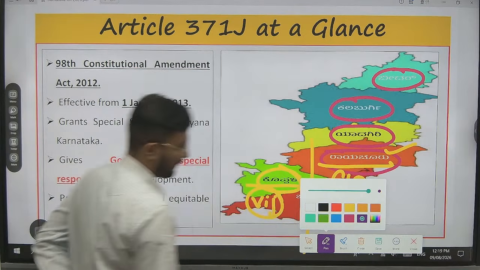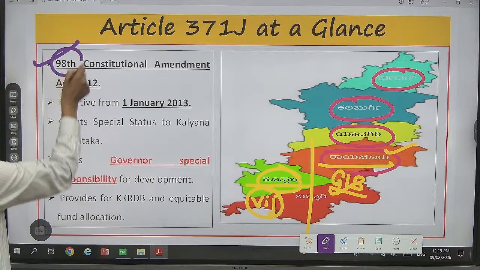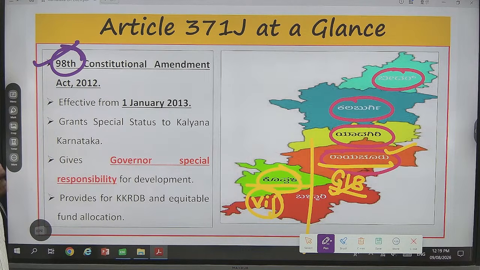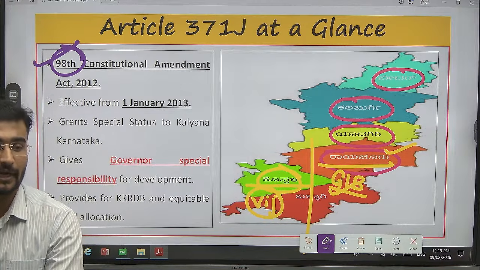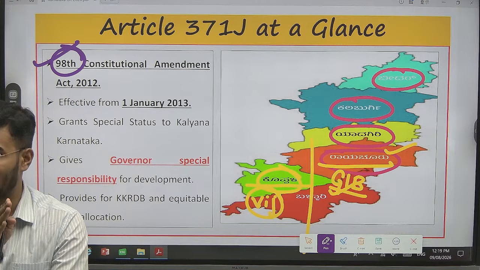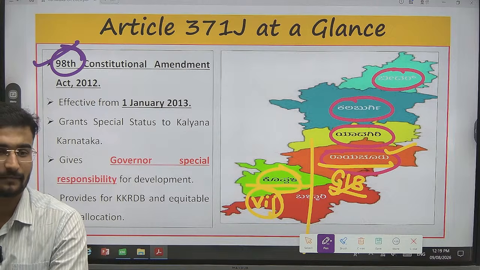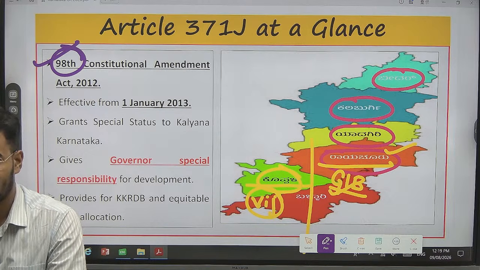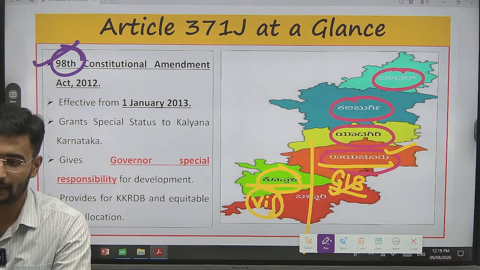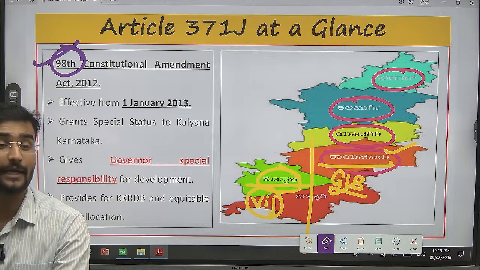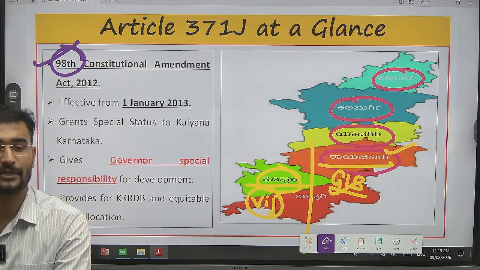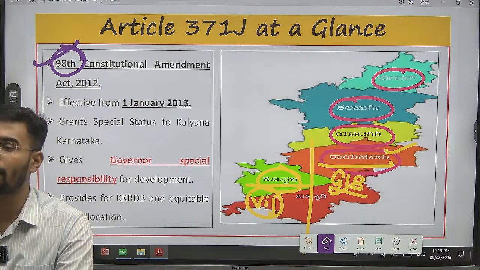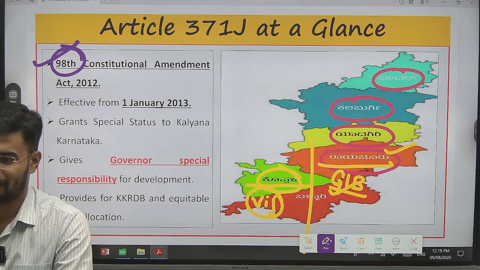We call it 371J. Now the amendment, which one is it? It is the 97th. 97th is related to what? Cooperatives. 96th is related to the renaming of a language of Odisha.